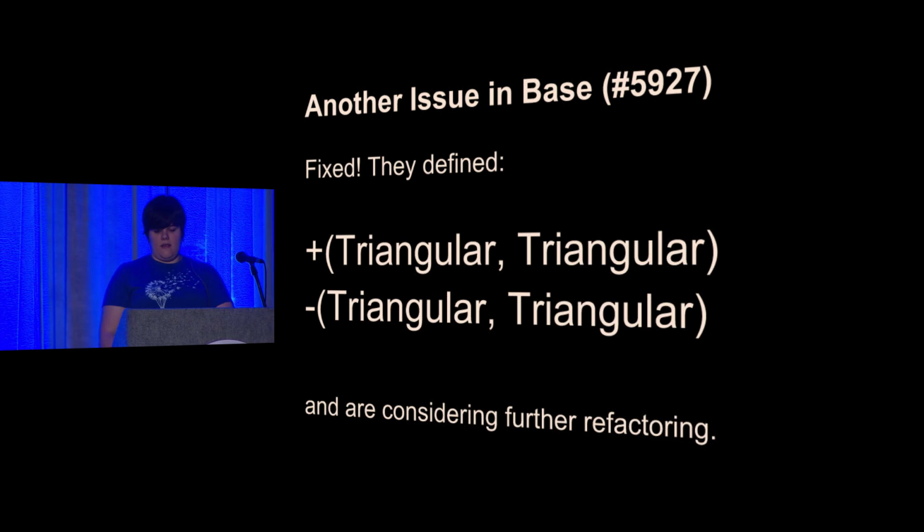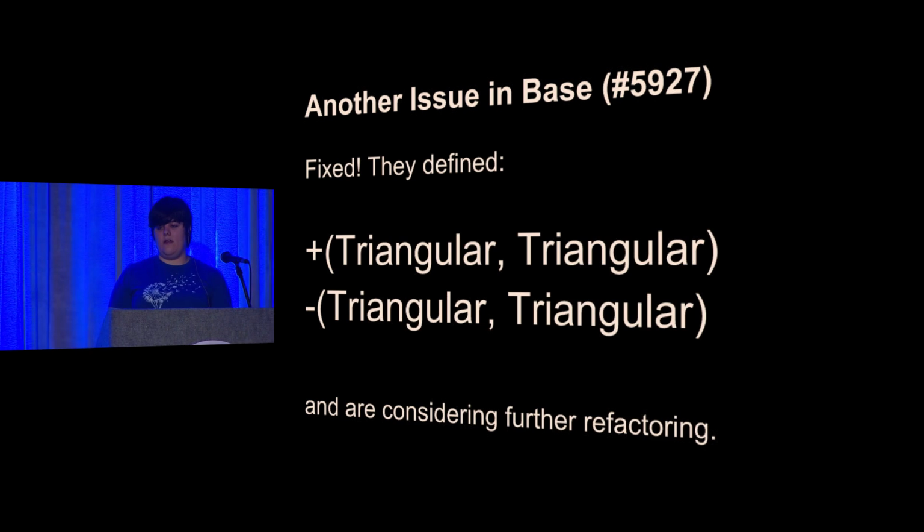So they fixed it. They defined plus and minus on triangulars, and this one actually had a bigger impact than that. They're considering refactoring how they do this plus and minus because Julia is a growing language, and they have new features and have discovered a new way of doing things. They're like, maybe we don't need to generate code to do this.